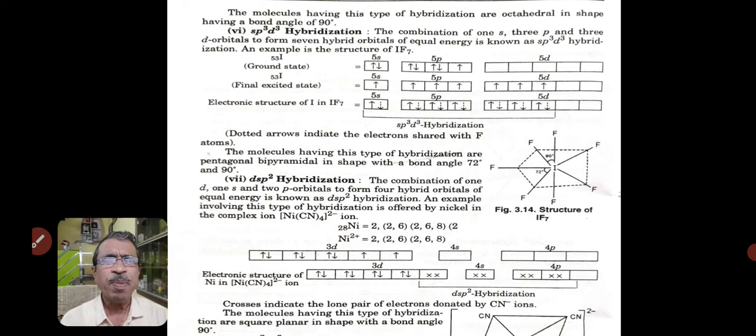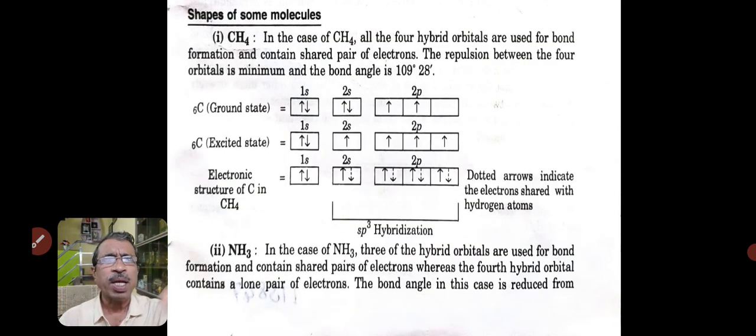There is another hybridization called dsp2 hybridization. This leads to the geometry of square planar complexes. This generally we come across in coordination compounds. So taking here as an example, tetracyanonickelate(II) ion. So all dsp2 hybridization results in square planar geometries.